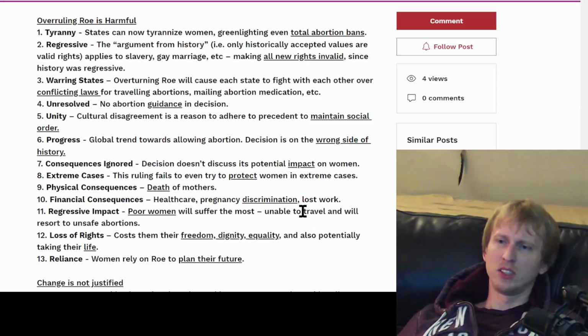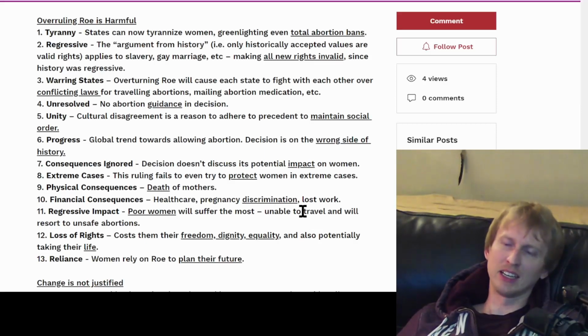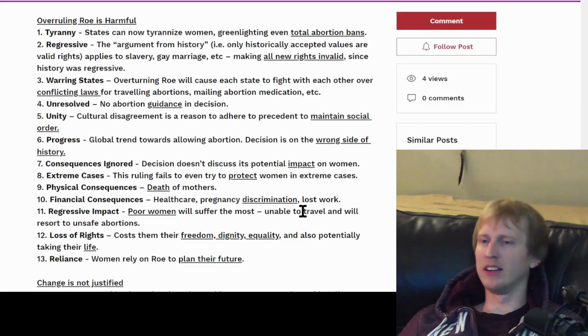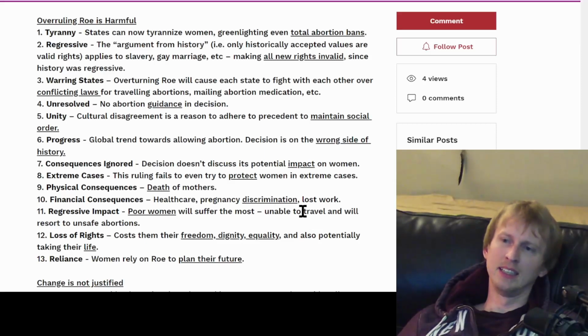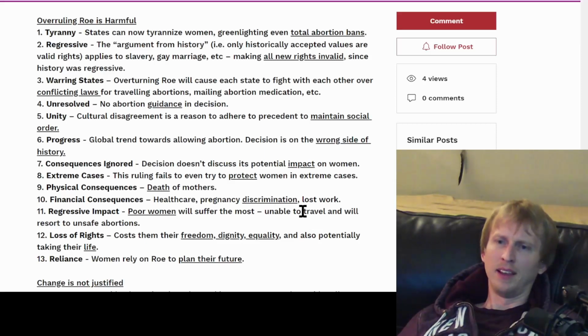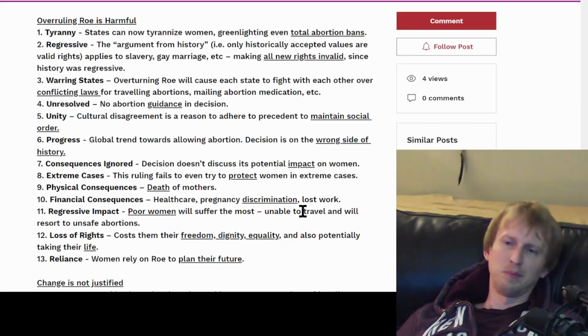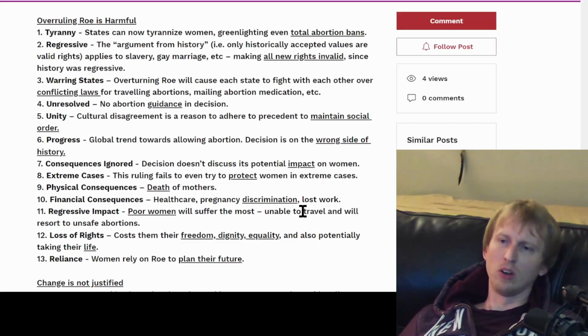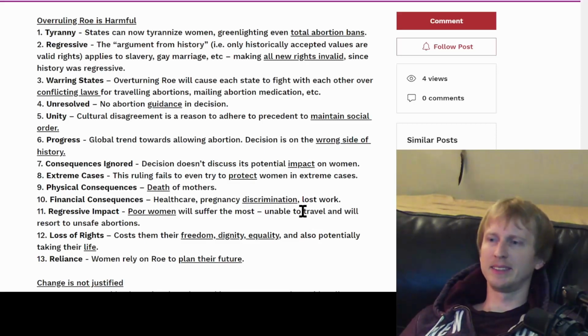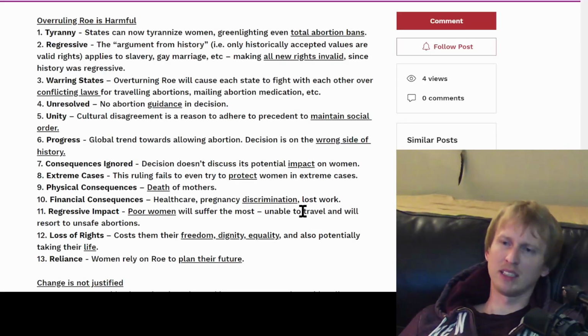Loss of rights. So freedom, dignity, equality, and the right to life. Women's right to life is no longer guaranteed if they got a fetus. Their right to freedom, no longer guaranteed. Right to dignity, no longer guaranteed. Right to equality, no longer guaranteed. It's quite unfortunate. And reliance. Basically, women rely on Roe versus Wade to plan their futures, and so taking away Roe versus Wade just makes women's lives a little bit harder, and they have to replan and remap their futures.